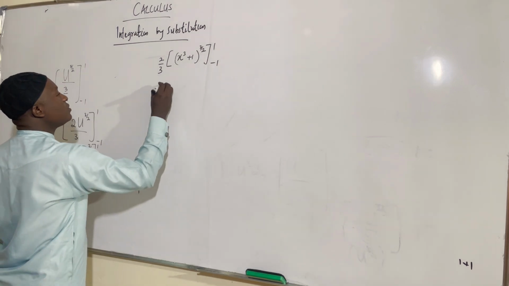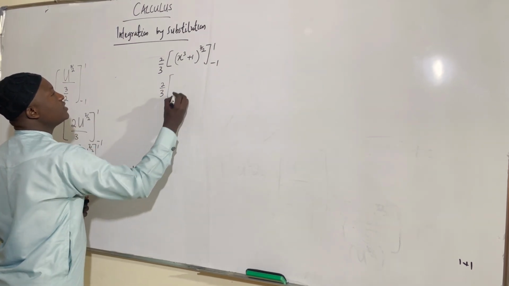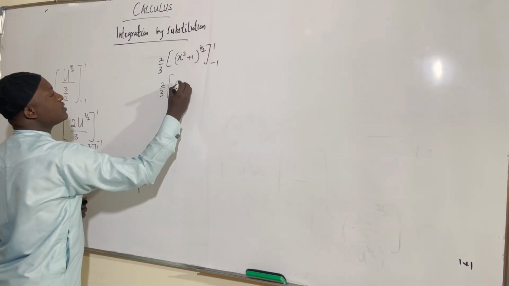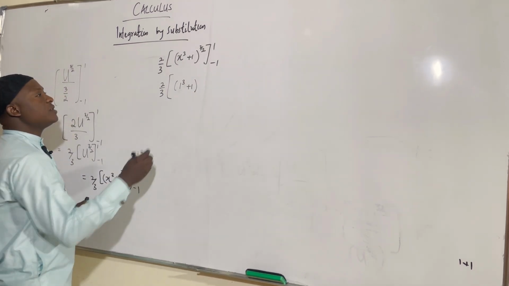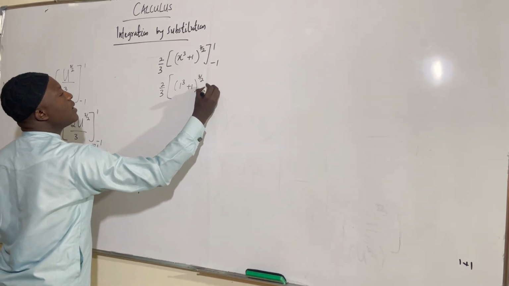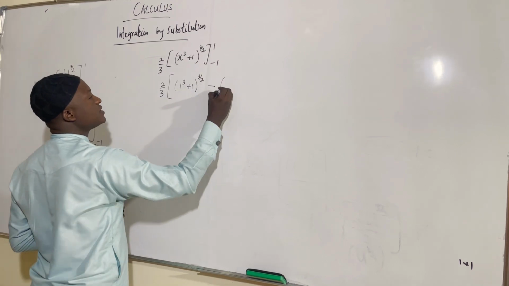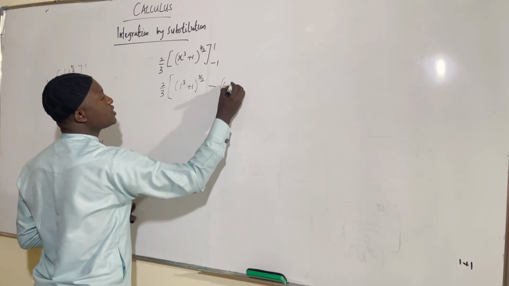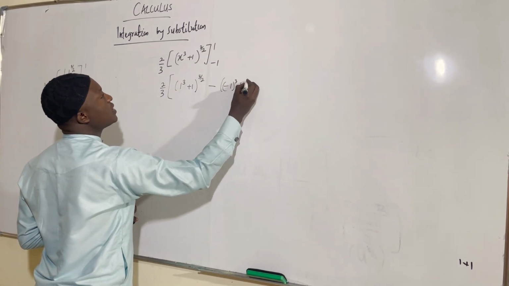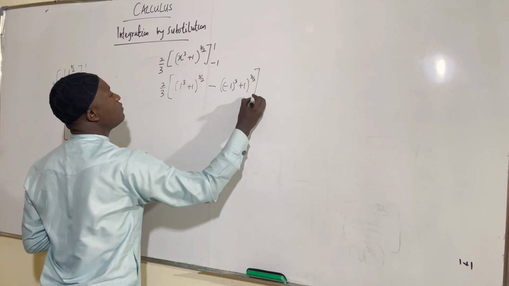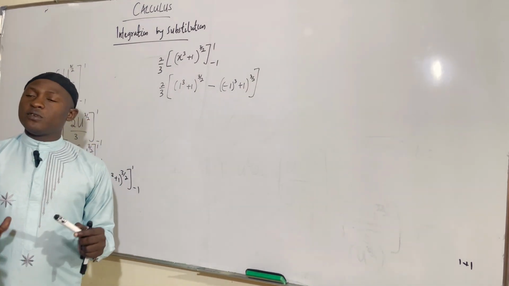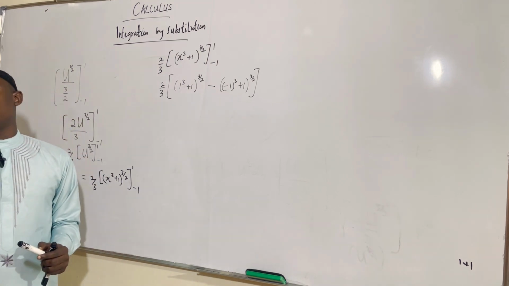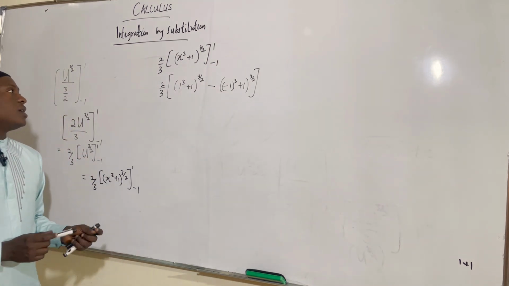So if I do that, that means that we have 2 over 3. The upper limit is 1, that is 1 cubed plus 1, raised to the power of 3 over 2, minus the lower limit, that is minus 1 cubed plus 1, raised to the power of 3 over 2. Recall that when we are dealing with upper limit and lower limit, we put for the upper limit, then minus what we have for the lower limit.